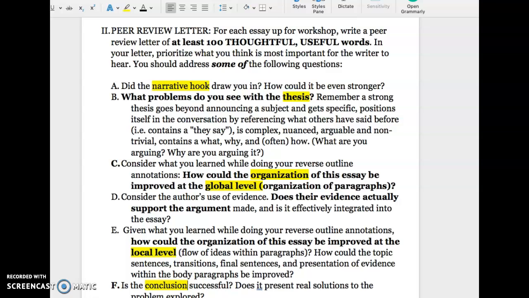So 1, narrative hook. Did it draw you in? Was it successful? Was there a narrative hook? 2, the thesis. So were you able to find a thesis, first of all? Second of all, did it have the qualities of a strong argumentative thesis?